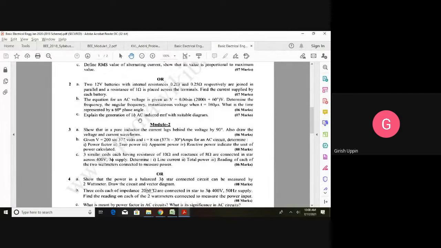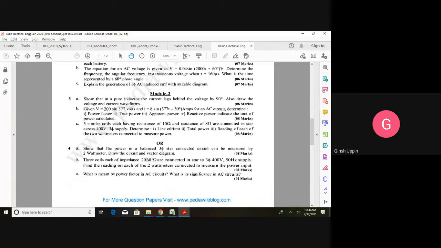Explain the generation of a single phase induced EMF with a suitable diagram. You can see here there are two problems they have asked. Out of 20, you have only 7 marks. So please focus on the problems also. Sometimes if the question paper is difficult, you might see more problems and fewer theory questions.